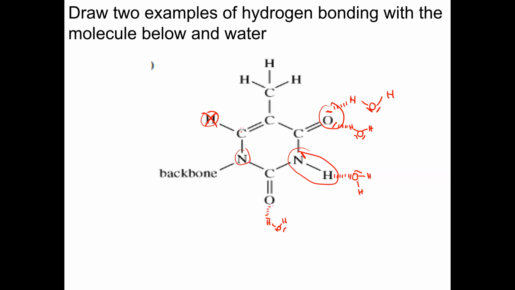You only have to do one of these, but please remember how hydrogen bonding works. Both of them have to have F, O, or N as a central atom, otherwise it is not going to work. So that was states of matter and solutions in a nutshell.